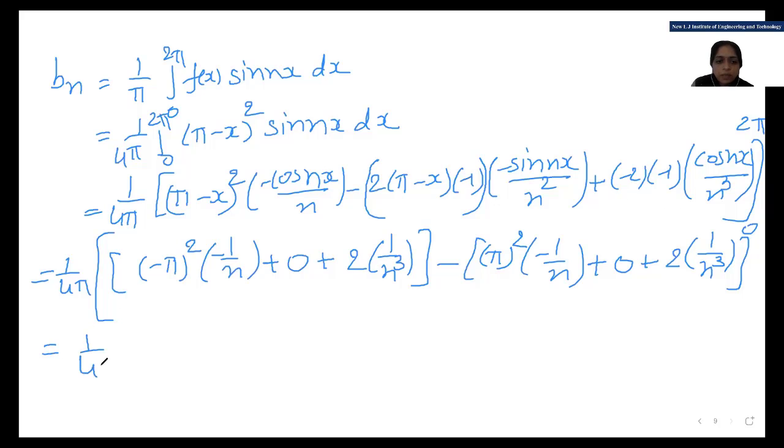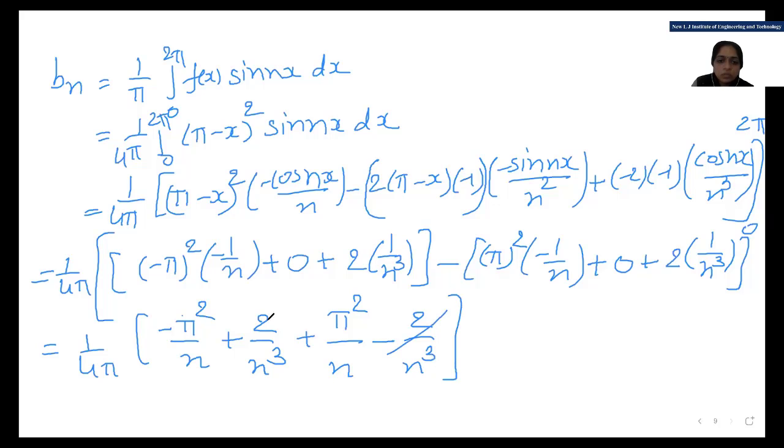So 1 upon 4 pi, minus pi square, that is plus, so minus, and plus minus is minus. So minus pi square by n. This one is 2 upon n cube, right? Here minus minus plus, so plus pi square by n, and here plus minus is minus, so minus 2 upon n cube. So these both terms will be cancelled, and the first and third will also cancel. So 1 upon 4 pi into 0. So our value of Bn is 0.